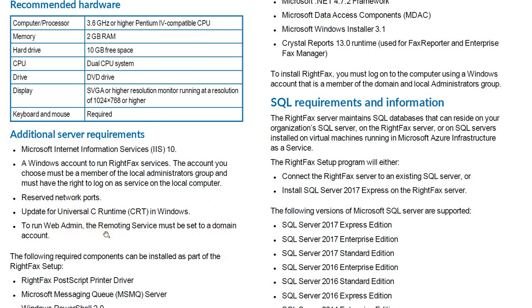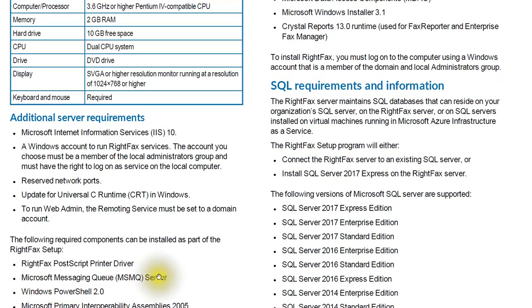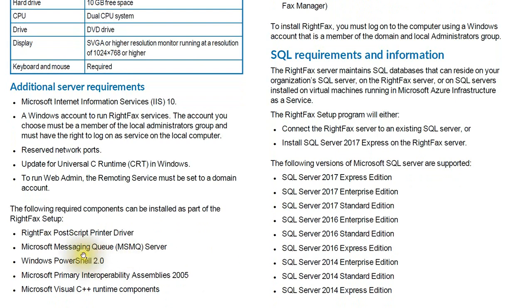Apart from this, RightFax PostScript printer driver. So these are the components we need to install. Okay, and very important, you should not miss anything. Microsoft messaging queues server and Windows PowerShell 2.0, Microsoft primary interoperability assemblies 2005, Microsoft Visual C++ runtime. So these are the components. Okay, you have to install before installing a RightFax server.